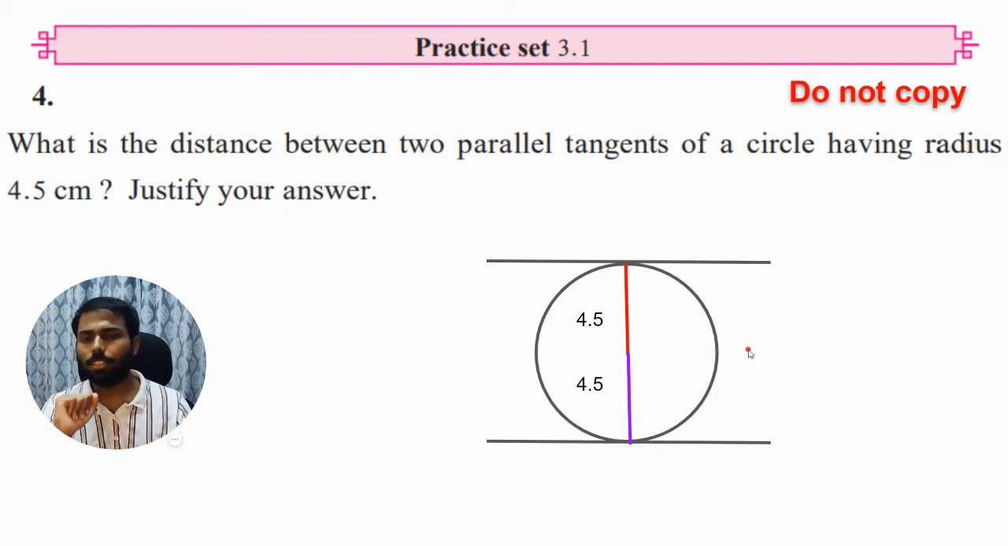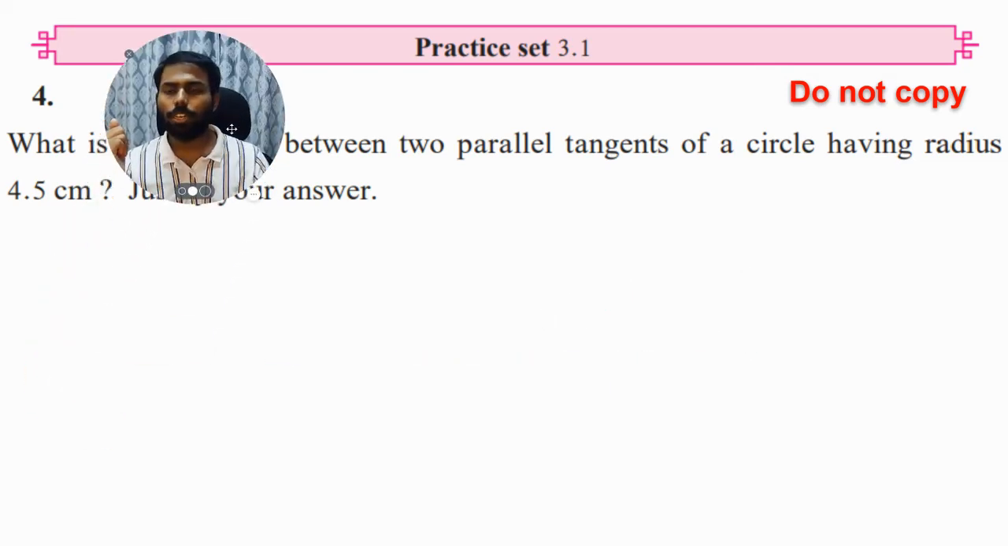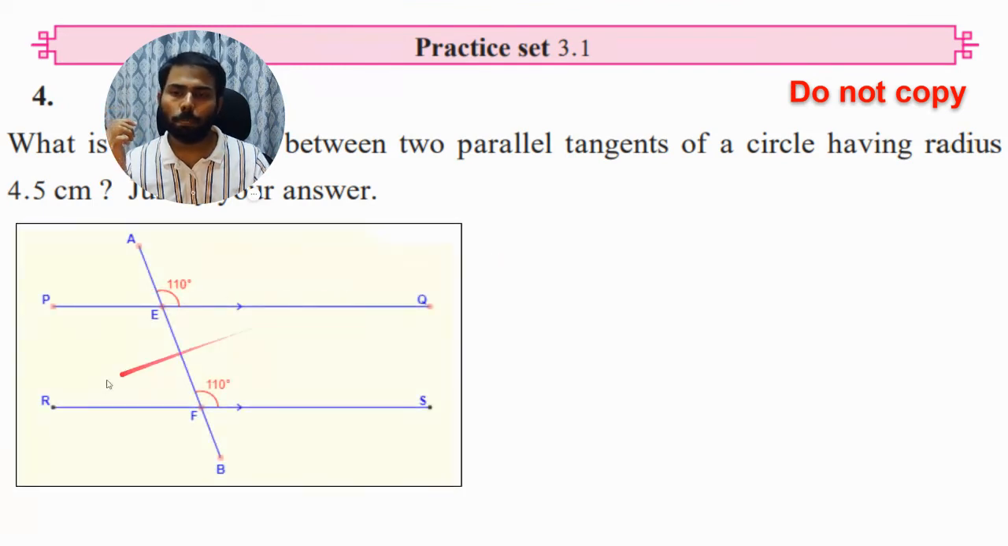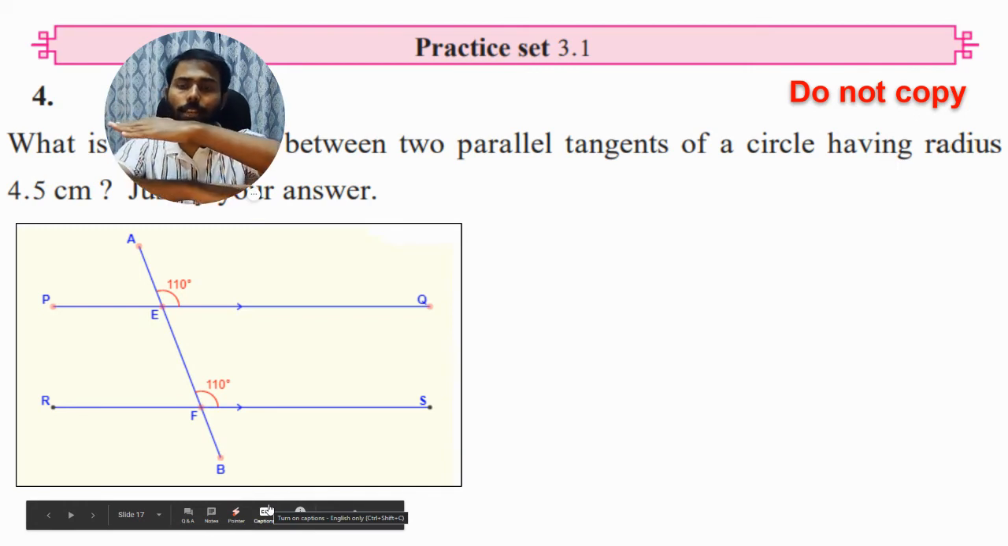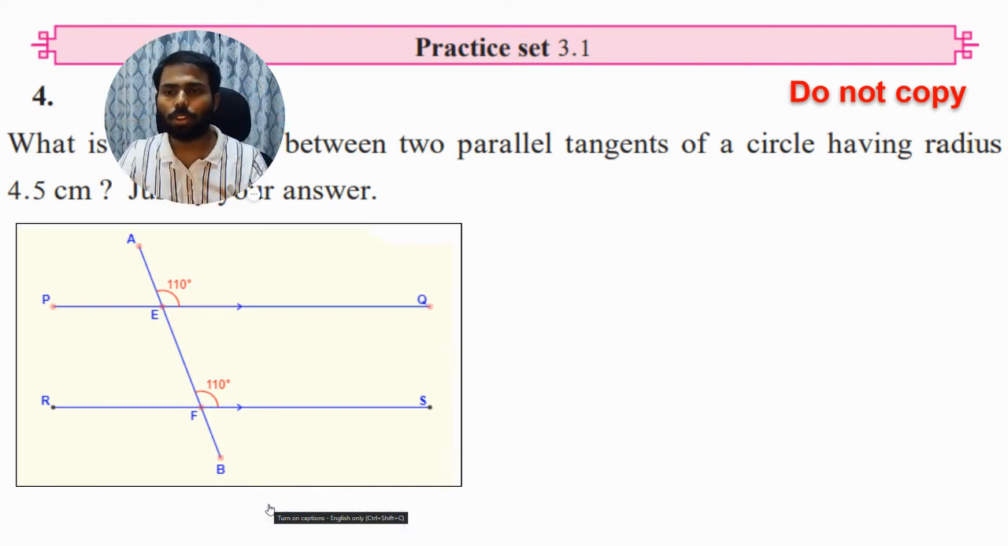Also in this sum you'll need to know what corresponding angles are. So let us quickly revise. Corresponding angles are formed when there are two parallel lines and a transversal. What is the meaning of transversal? जो भी parallel lines को एक line cut करता है उसको हम लोग transversal बोलते हैं.